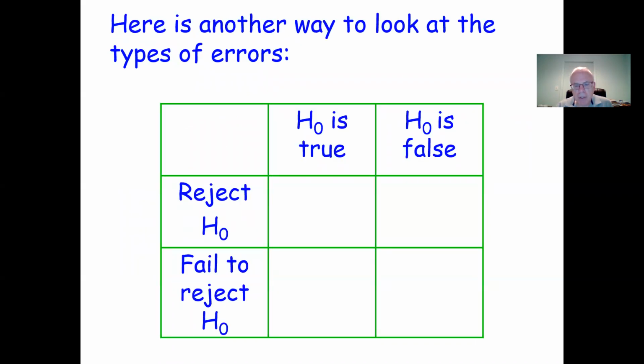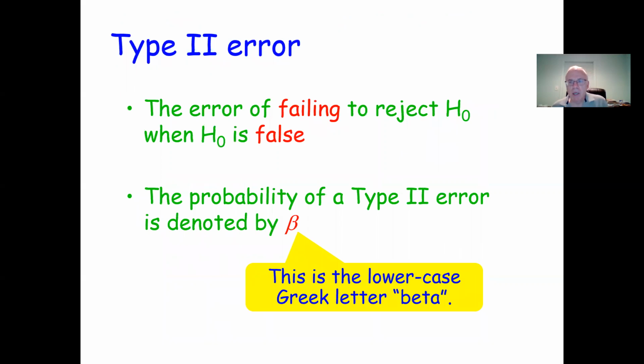All right. Now, by the way, we're not going to spend a whole lot of time on beta. We're going to show you in a couple of minutes the relationship between alpha, the probability of a type 1 error, and beta, the probability of a type 2 error. There is a relationship there, but we're going to be focusing more on the alpha and less on the beta.